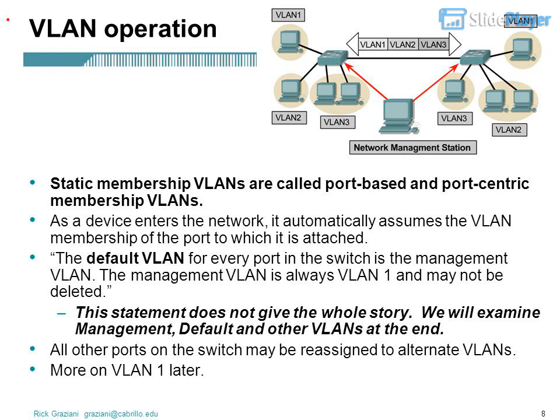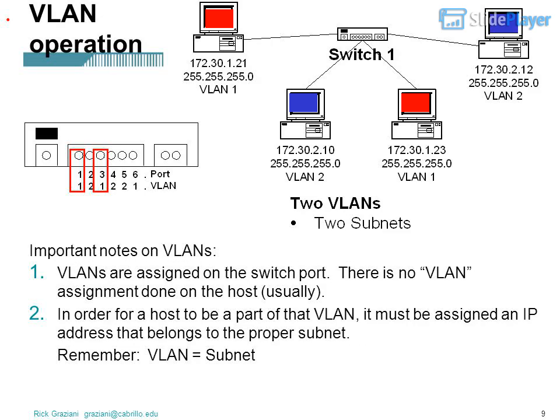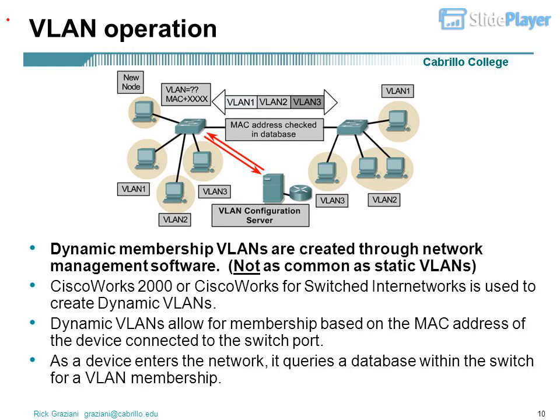VLAN operation. Important notes on VLANs. VLANs are assigned on the switch port. There is no VLAN assignment done on the host, usually. In order for a host to be a part of that VLAN, it must be assigned an IP address that belongs to the proper subnet. Remember, VLAN equals subnet.